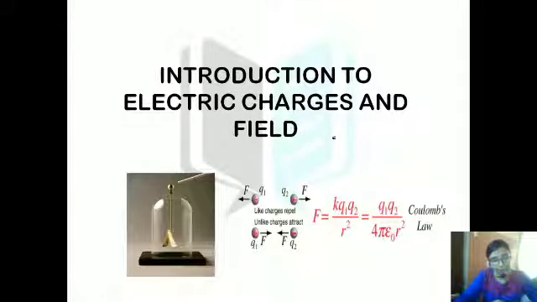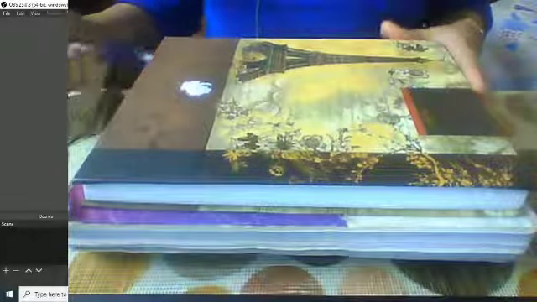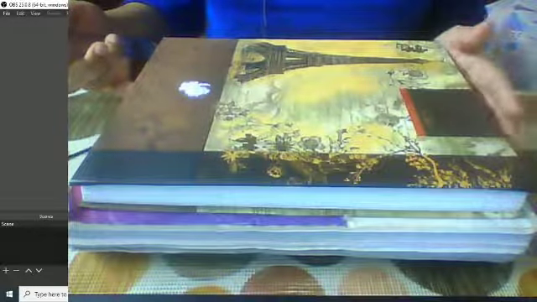Welcome to the first physics class for the students of class 12. Our topic is Introduction to Electric Charges and Fields. Before we start our class, let's do one experiment. I think you all remember we did this as a kid.